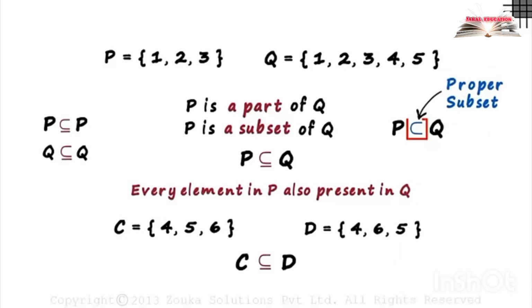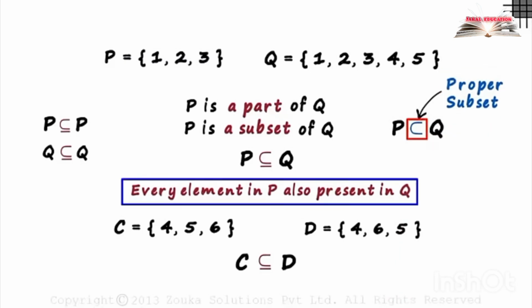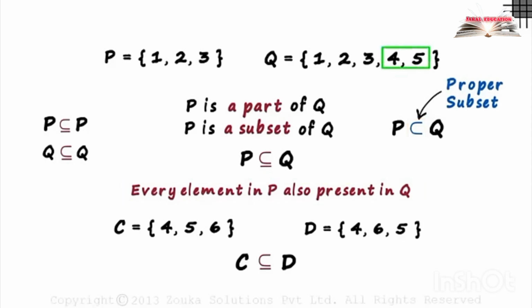And this tells us that all elements of P are present in set Q, but there is at least one element in Q which is not present in P. We can see that 4 and 5 are not present in P. So that's the concept of a proper subset. Sometimes it is also referred to as the strict subset.